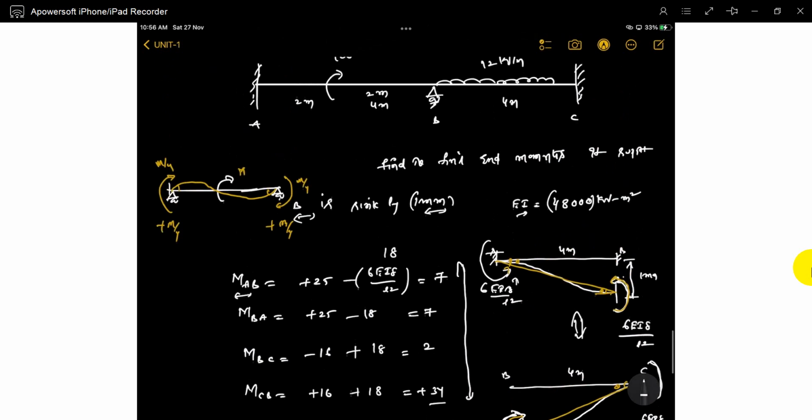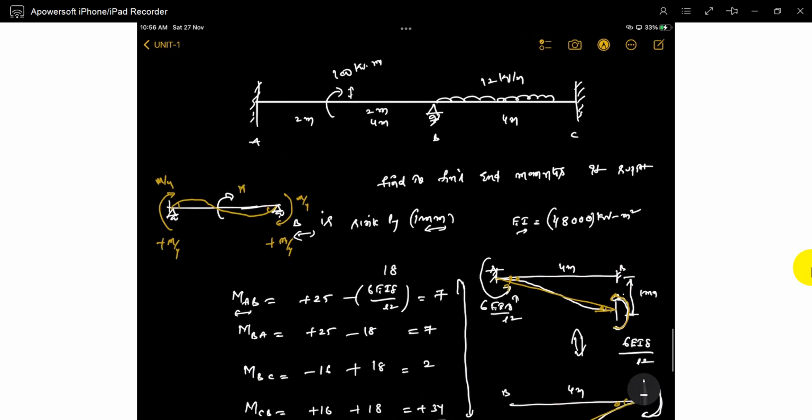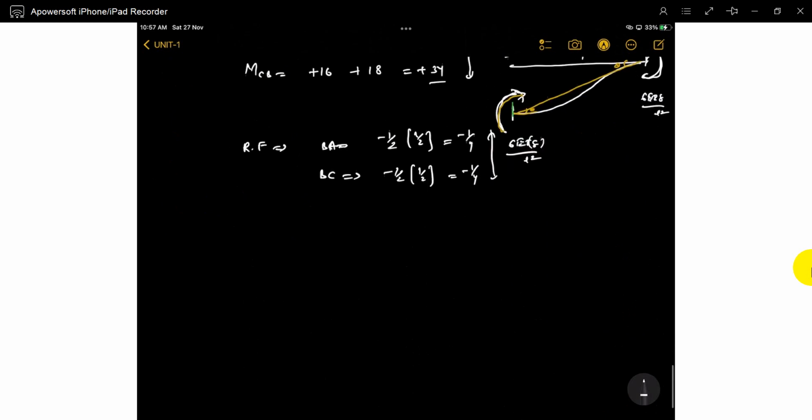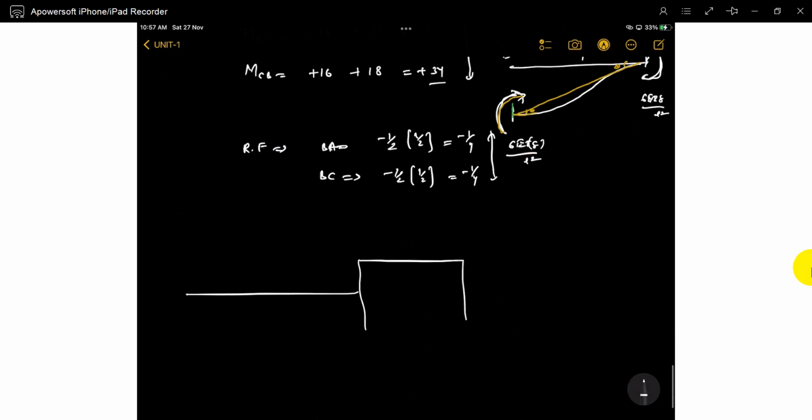But if any concentrated moment is acting, that's why I included that in this problem also. Okay, that's why I chose this problem. That's it, directly take it. I will do the problem.